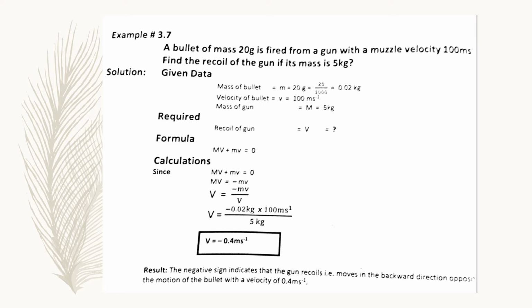Formula which we use: MV plus mv is equal to 0. Let's start its calculation. Capital MV plus momentum of bullet mv is equal to 0. The momentum of gun, represented by capital M and capital V, is equal to minus momentum of bullet, represented by small m and small v. So capital V, or velocity of gun, is equal to minus mv over capital M.